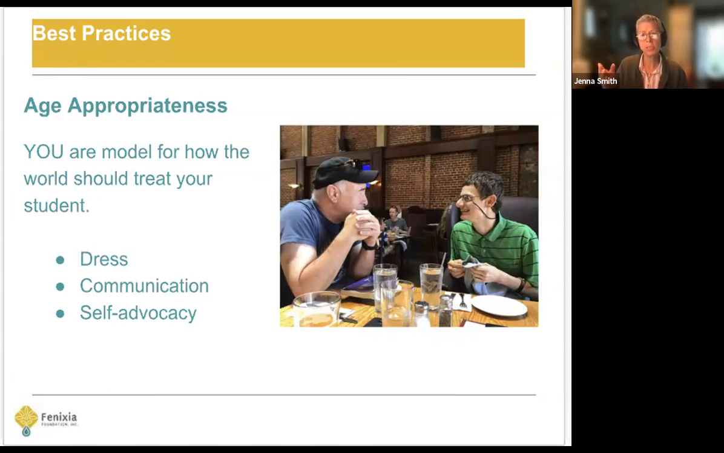And so it's just teaching people he can order for himself, he can do for himself, he can pay for his meal, he can hand you the money. So you are the model for the way the rest of the world treats our students. When you treat them with respect and treat them as an adult, other people will follow suit.